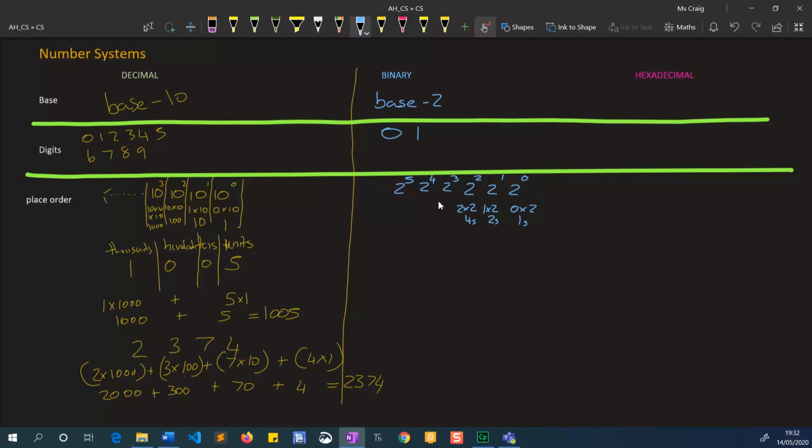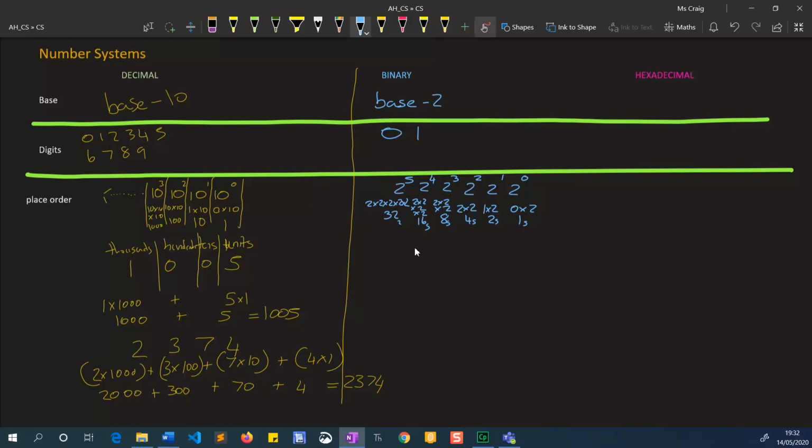2 to the power 3 is 2 times 2 times 2, that's 8, and that's the 8s column. 2 to the power 4, 2 times 2 times 2 times 2, and that is the 16s column. And the last one, 2 to the power 5 here, 2 times 2 times 2 times 2 times 2, and that is the 32s column.